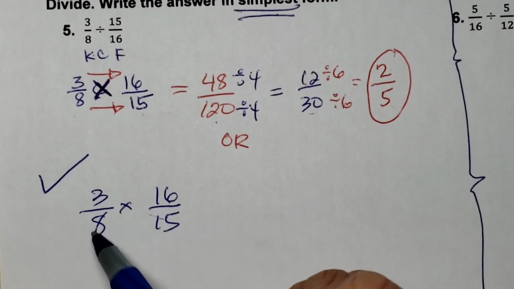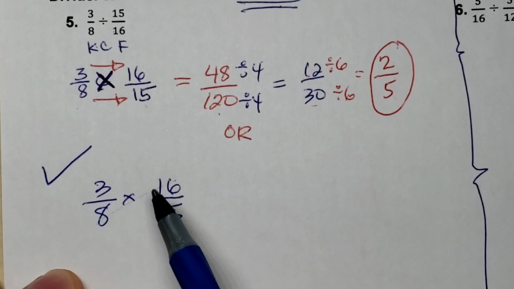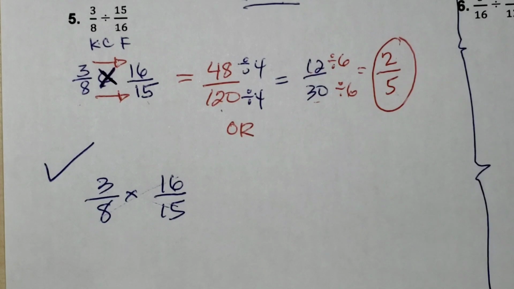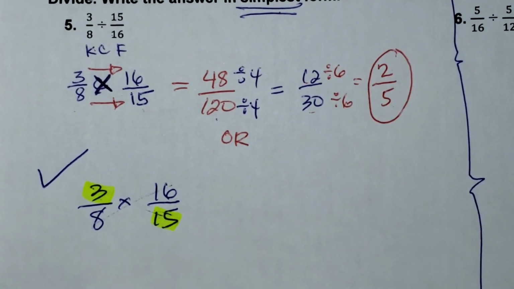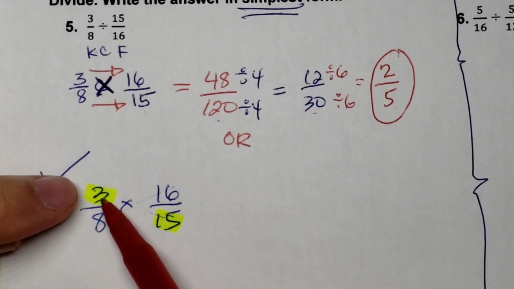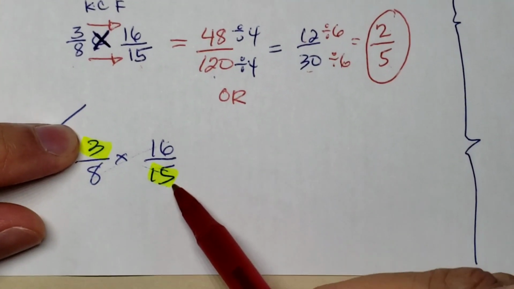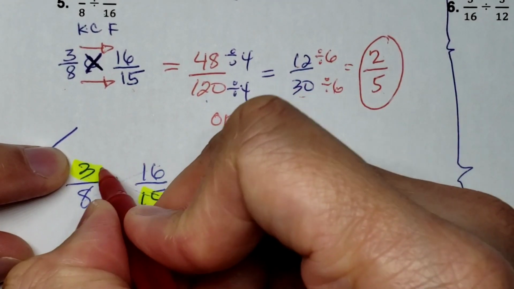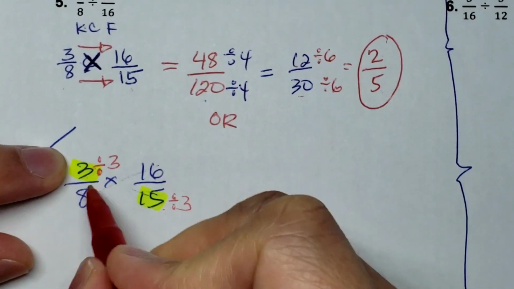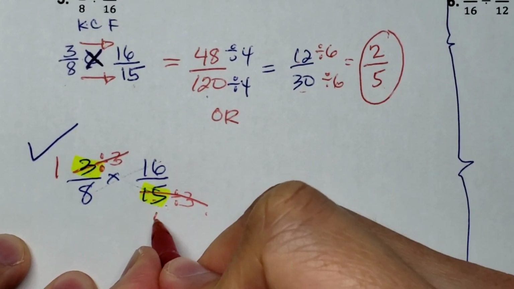Cross-simplify means across. That means we're going to divide out a common factor of the numerator and its opposite denominator. So we're going to look for the greatest common factor of 3 and 15, the numerator and its opposite denominator. What factor can you divide 3 and 15 by? If you're good with your multiplication facts or you can use your multiplication table, it's 3. So 3 divided by 3 gives you 1. 15 divided by 3 gives you 5.